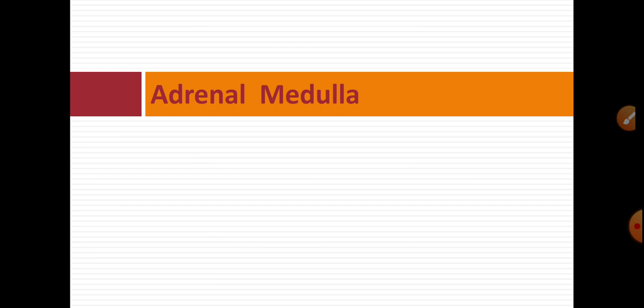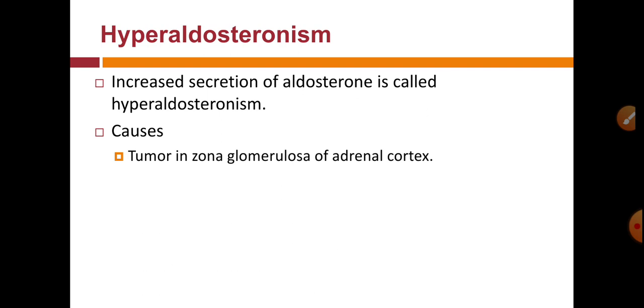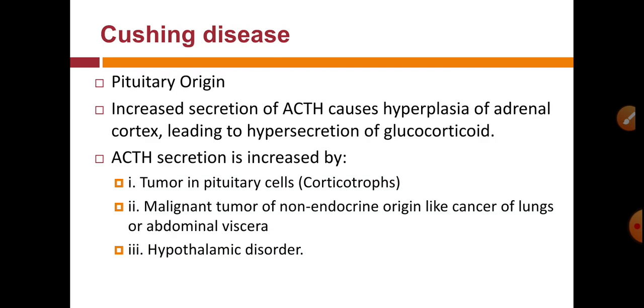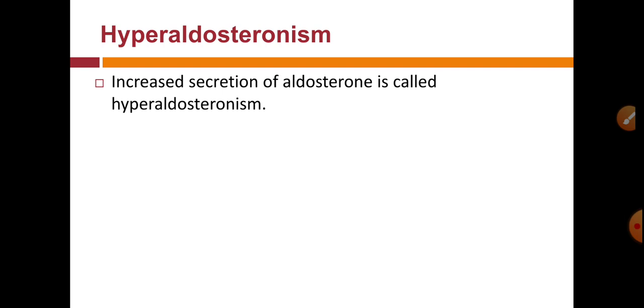After that, we have seen the applied physiology of the adrenal cortex, that is Cushing syndrome and Cushing disease. In Cushing syndrome, the cause is present in the adrenal gland, while in Cushing disease the cause is present in the pituitary gland. Most causes are tumors present in the adrenal gland or pituitary gland. After that, we have seen hyperaldosteronism, that means hypersecretion of aldosterone, caused by a tumor of zona glomerulosa cells.